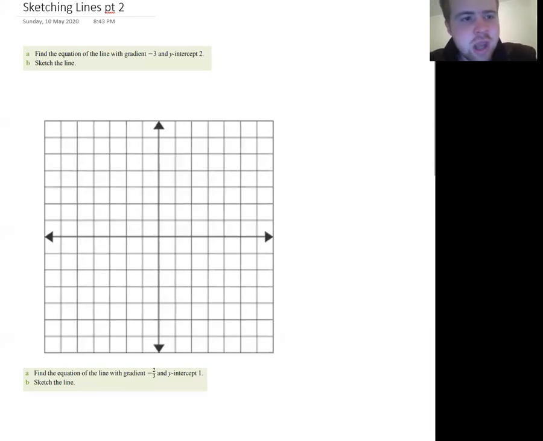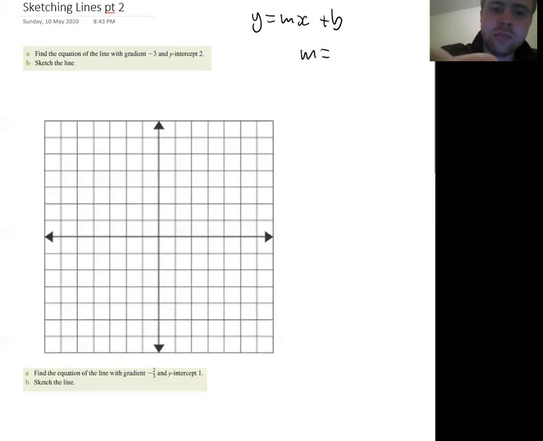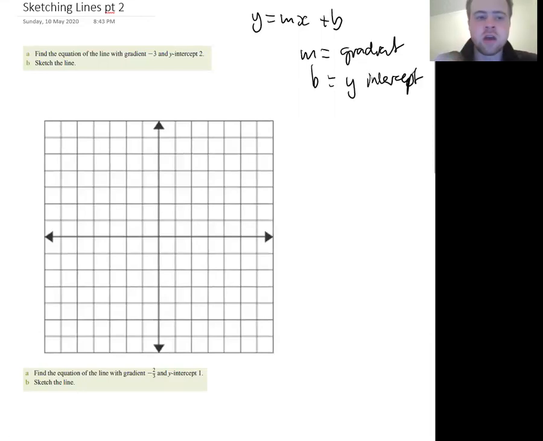So to find the equation of the line with gradient -3 and y-intercept 2, we just need to think about our gradient-intercept form. The gradient-intercept form is y equals mx plus b, where m is the gradient and b is the y-intercept. So if the gradient is -3, then the equation is y equals -3x, and b is the y-intercept, so it's going to be +2. Now we have an equation.